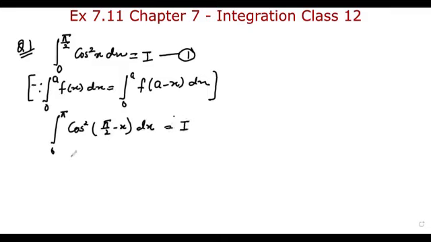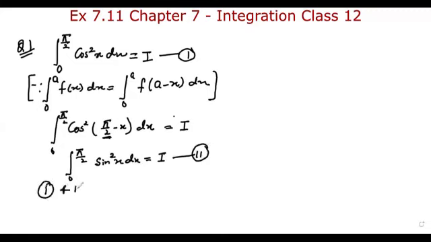So cos(pi by 2 minus x) we know is sine, because when pi by 2 is here, it changes to sine. So it is sine square x dx is equal to I. This is equation number 2. Now adding first and second.